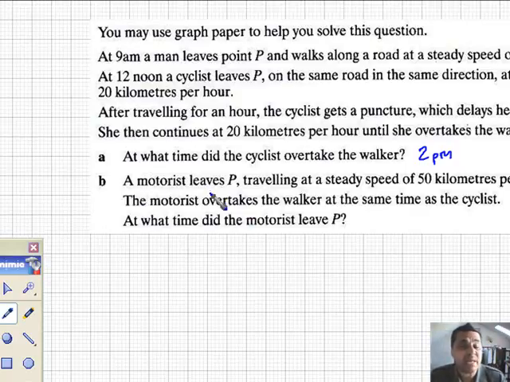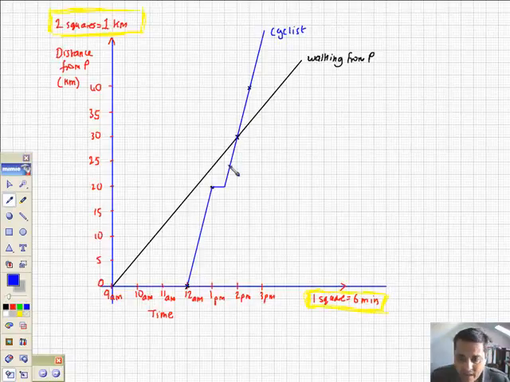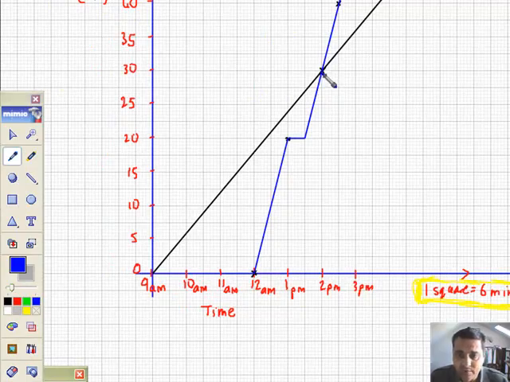Now, complicated. A motorist leaves P travelling at a steady speed of 50 kilometers per hour. The motorist overtakes the walker at the same time as the cyclist. This is complicated. At what time did the motorist leave P? Well, 50 kilometers per hour. This is really complicated. Let's just have a look at that one. So the time must be there at 2 o'clock. So I need to work out backwards. If I know the speed, then I know the gradient of the graph. So let's just take a look.